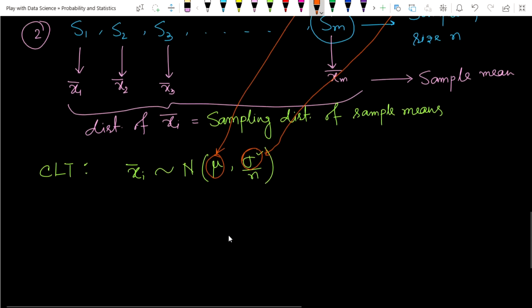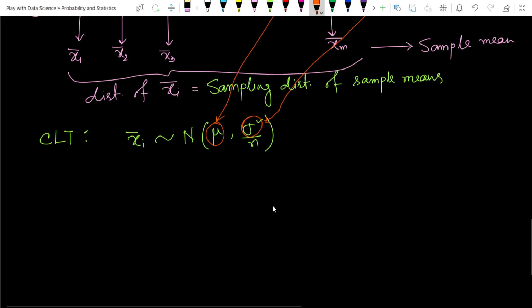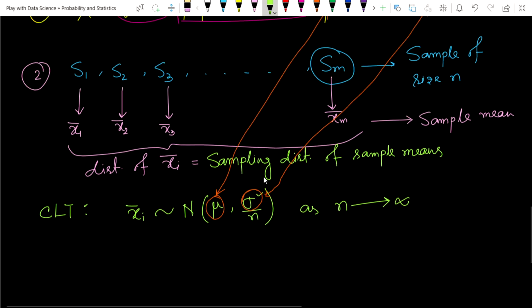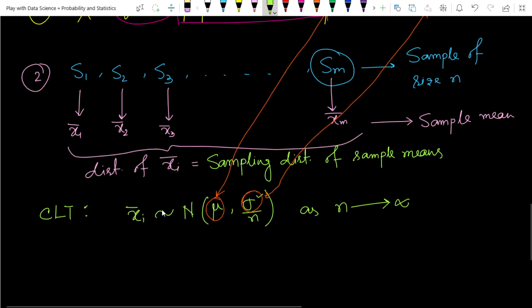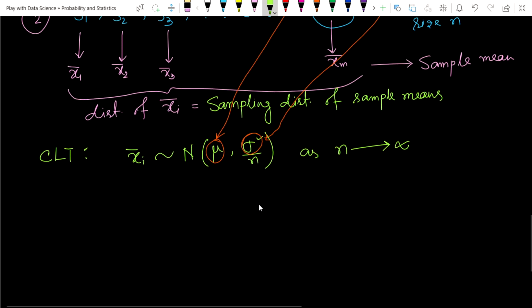That is what the central limit theorem says, and the condition is that n tends to infinity. As we increase the sample size, the sample mean obeys this distribution more accurately. This is what the central limit theorem tells us, and this normal distribution is the Gaussian distribution that we already know.